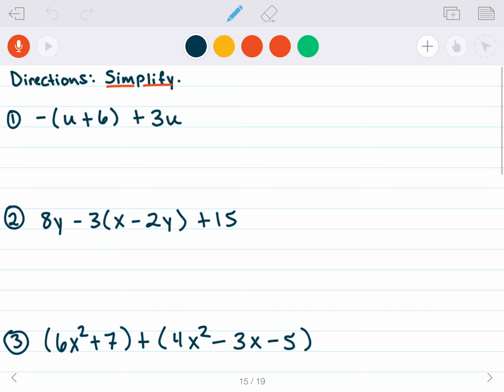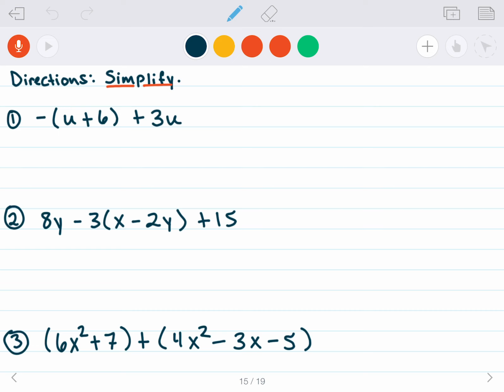I encourage you to pause the video, see if you can work these examples out on your own, because I really want you guys to get this, because this is going to build on so many other concepts that we learned. So really make sure you understand what we're doing in this unit, okay?